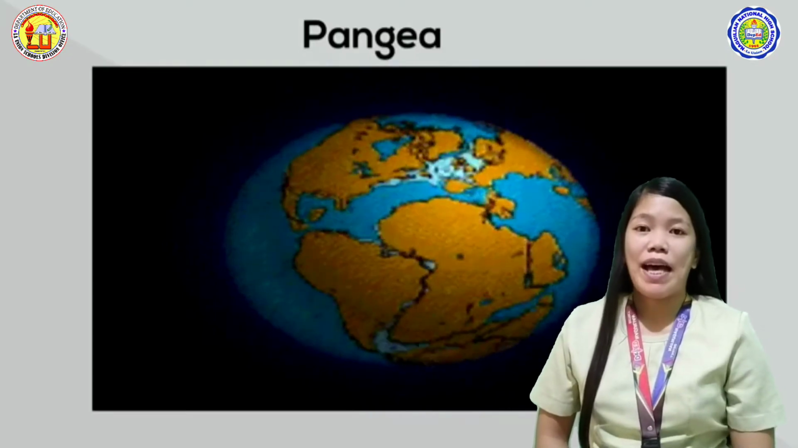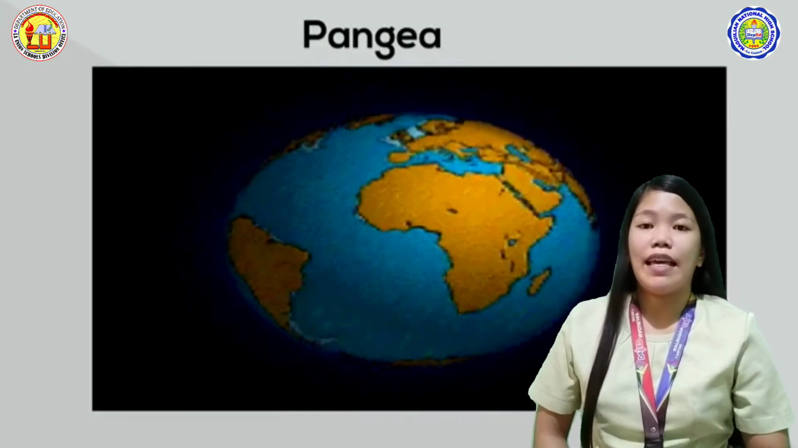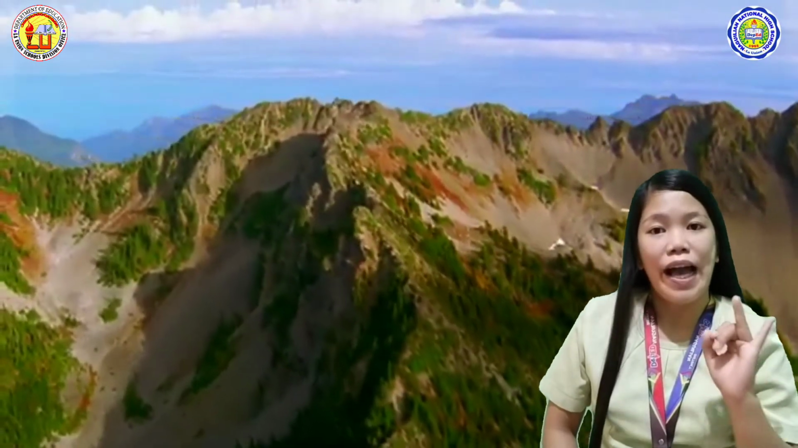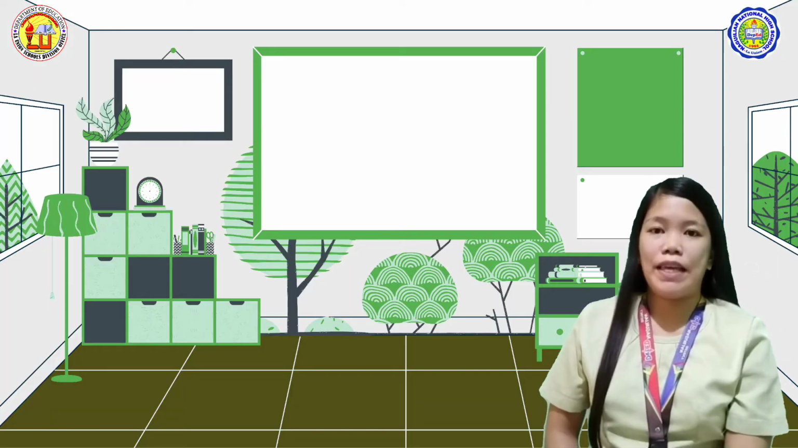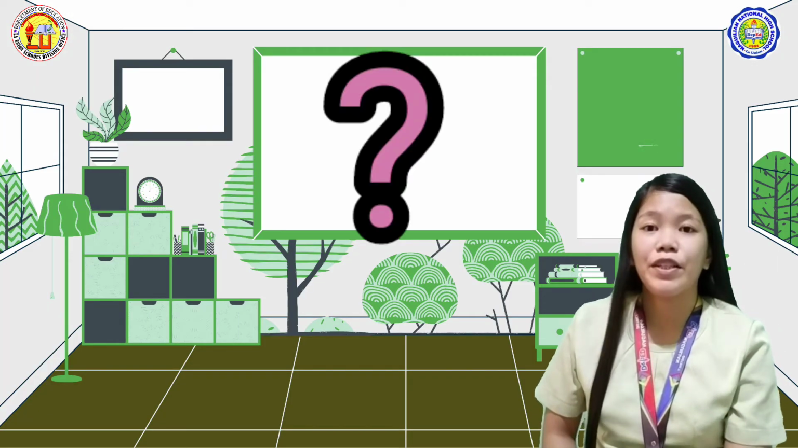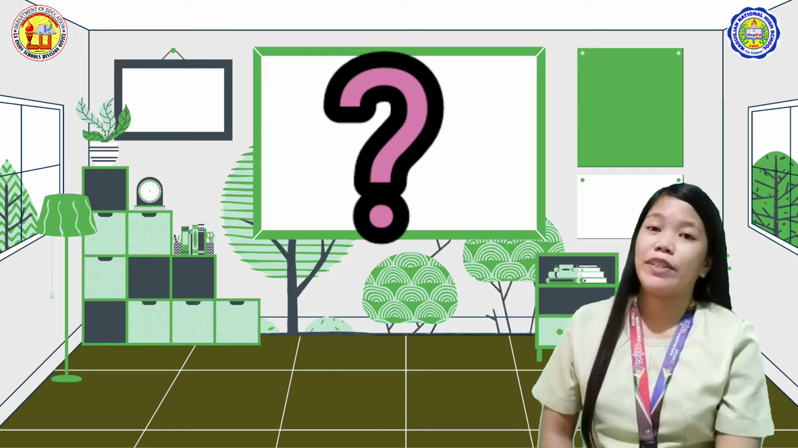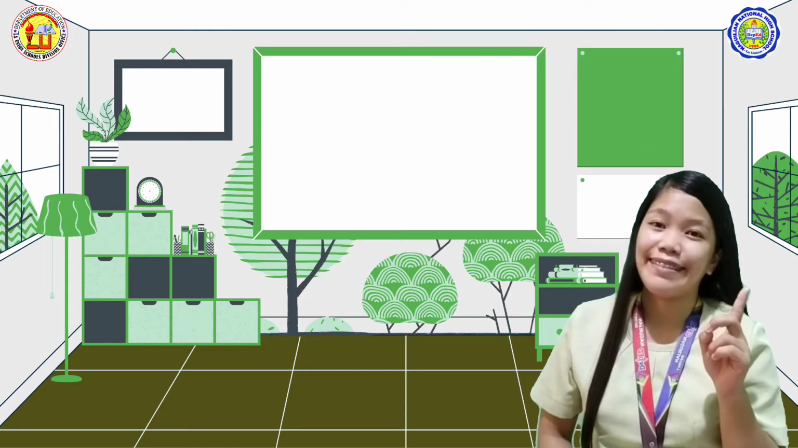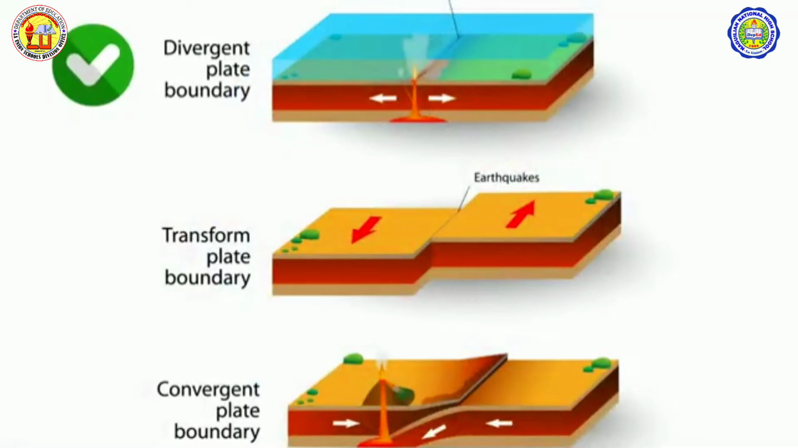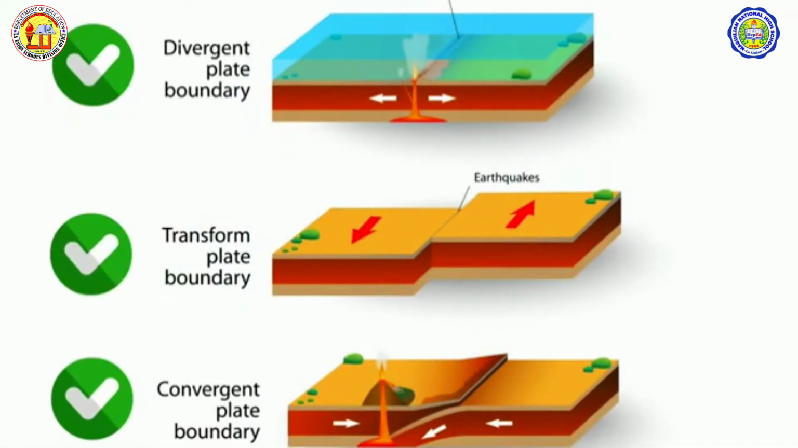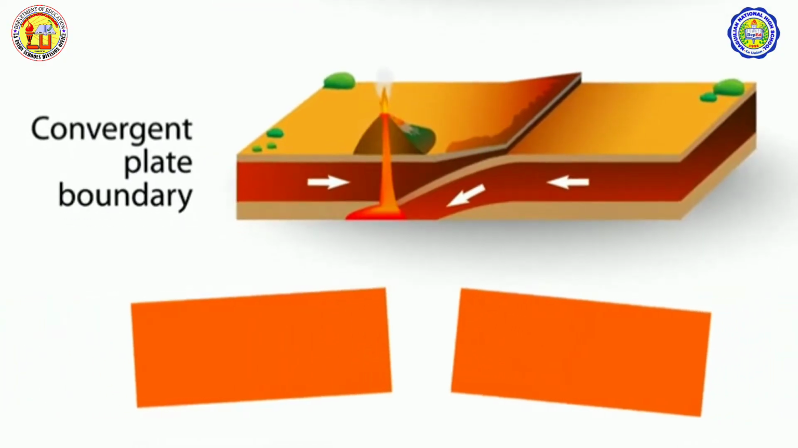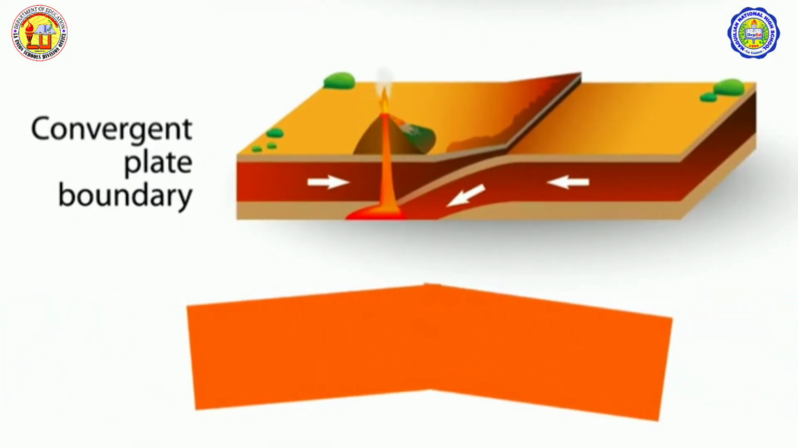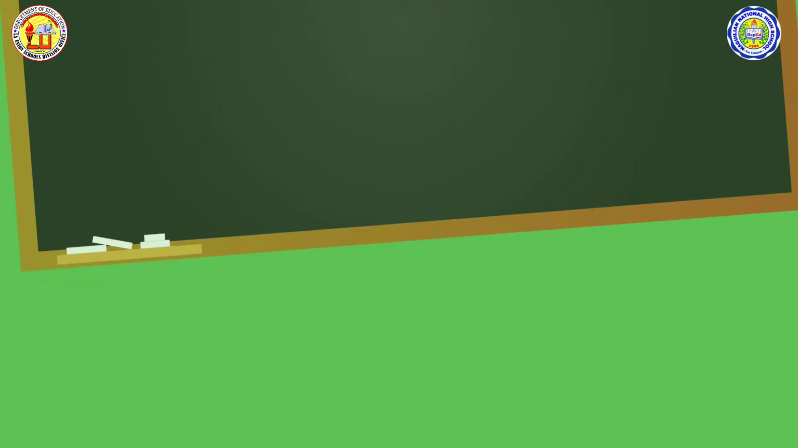Some of the most dramatic changes on Earth's crust, like mountain ranges, new islands, or earthquakes, occur on the plate boundaries. So there are 3 types of plate boundaries. Can you still remember the 3 types of plate boundaries? We have the convergent plate boundary, divergent plate boundary, and transform plate boundary. Convergent plate boundary occurs when 2 plates collide.